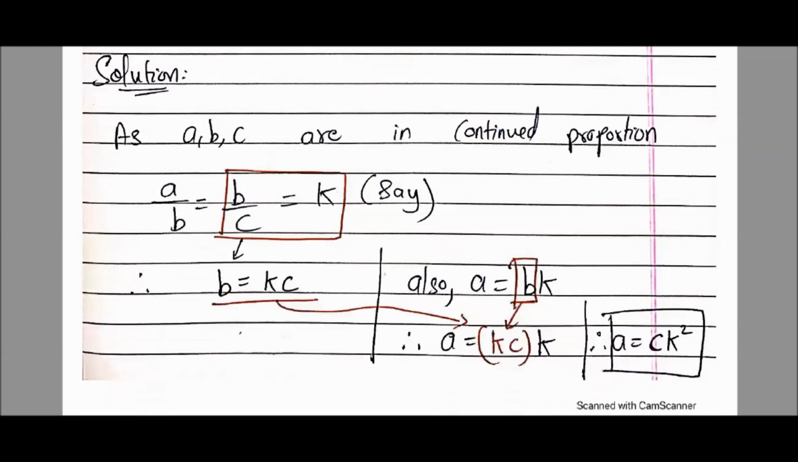Okay, now the first time I'm teaching you this K method, pay attention very well. If A, B, C are in continued proportion, so I can say A upon B is equal to B upon C is equal to K, and in the bracket I wrote "say." This "say" means we are assuming. Often we write "let the number be X." The word "let" is used for supposition. This is another style, another fashion of supposing something.